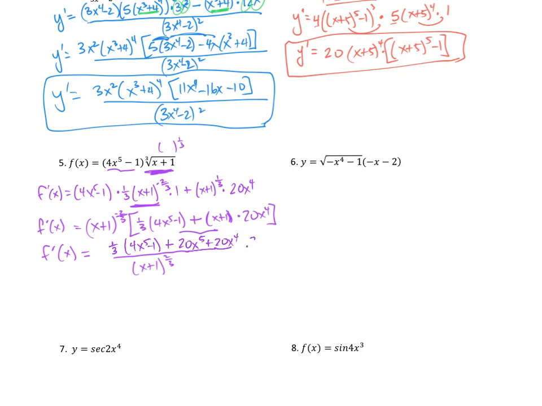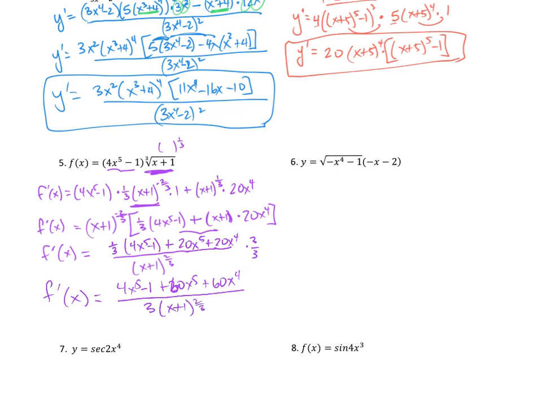Now I can multiply the top and bottom by 3 over 3 to get rid of that fraction, and I'll have f prime of x equaling this 4x to the fifth minus 1 plus the 20x to the fifth, or that'll be 60 now, plus 60x to the fourth, all over this 3 times x plus 1 to the 2/3.